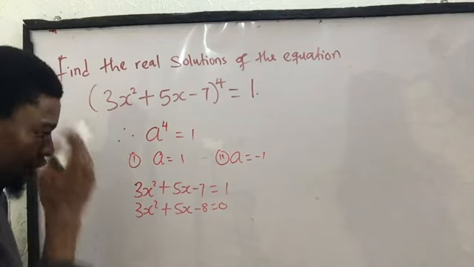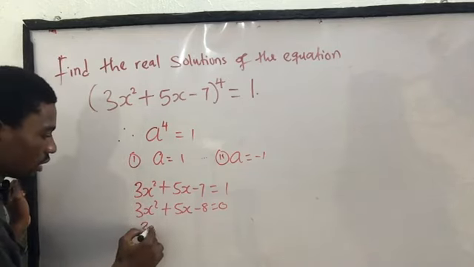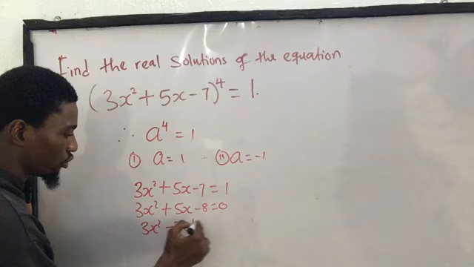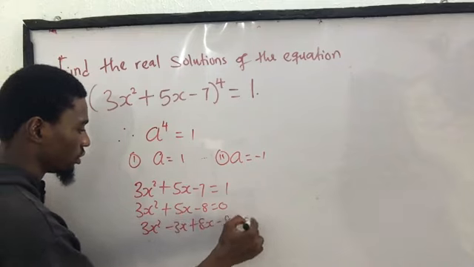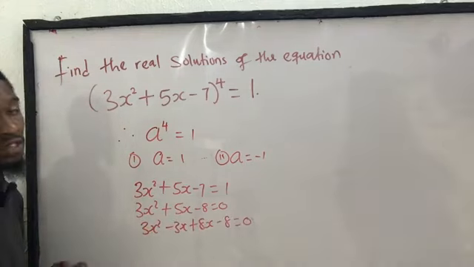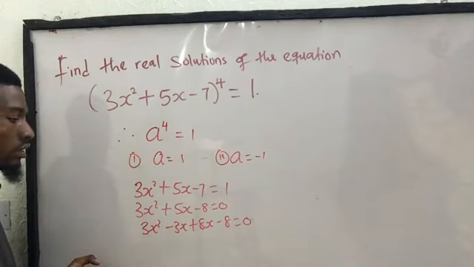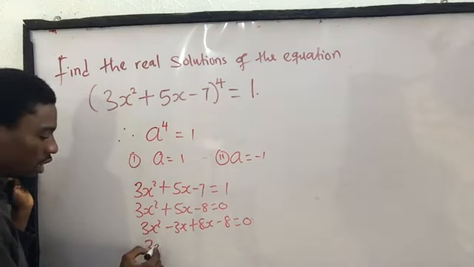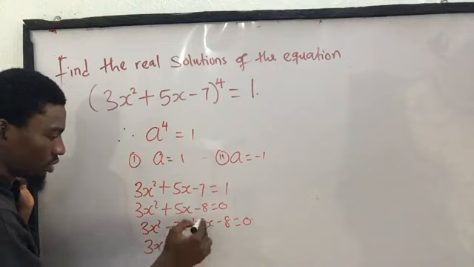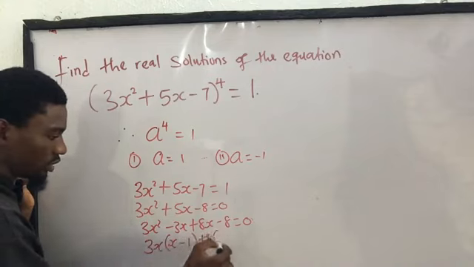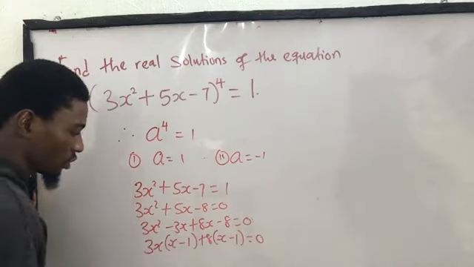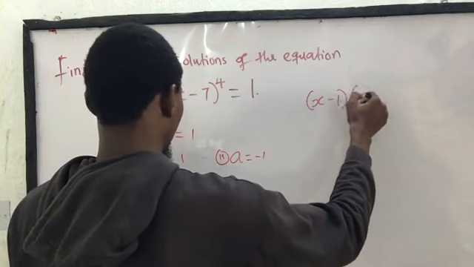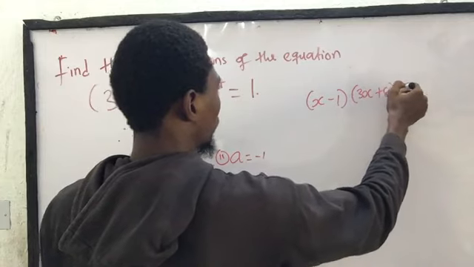Alright, so using the factorization method, you can write that as 3x squared minus 3x then plus 8x minus 8 is equal to 0. So plus 8 minus 8 will give us minus 24, and plus 8 minus 3 will give us 5. Okay, so here you factorize 3x, then you have x minus 1, and here you factorize 8, you have x minus 1 equals 0. So by that we have x minus 1, 3x plus 8 is equal to 0.